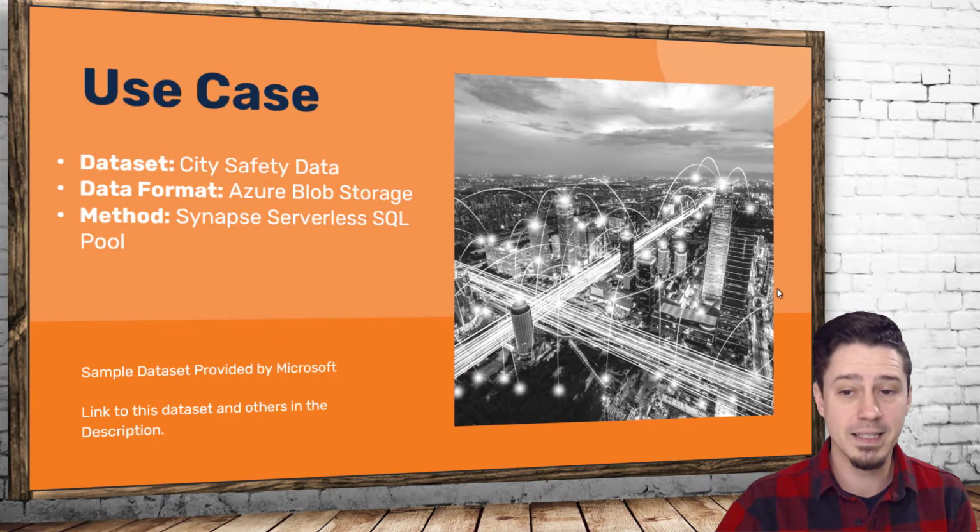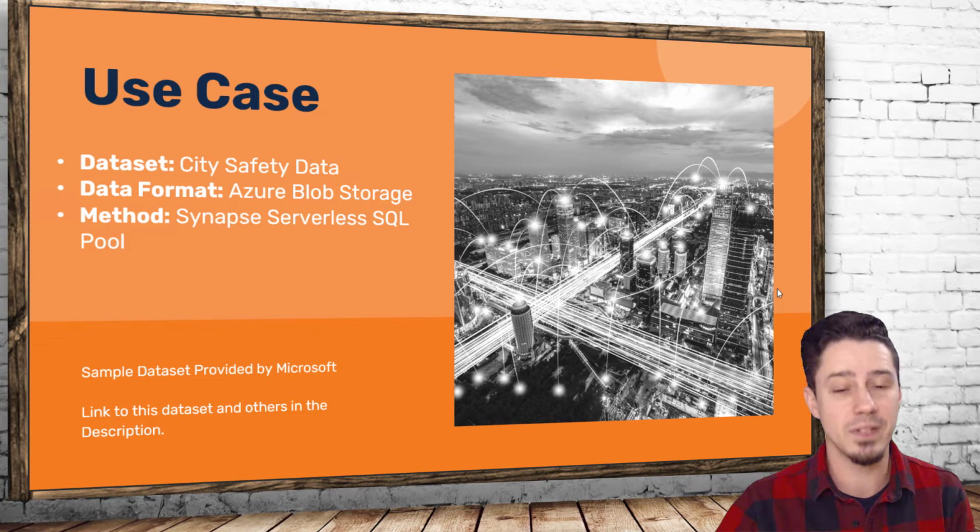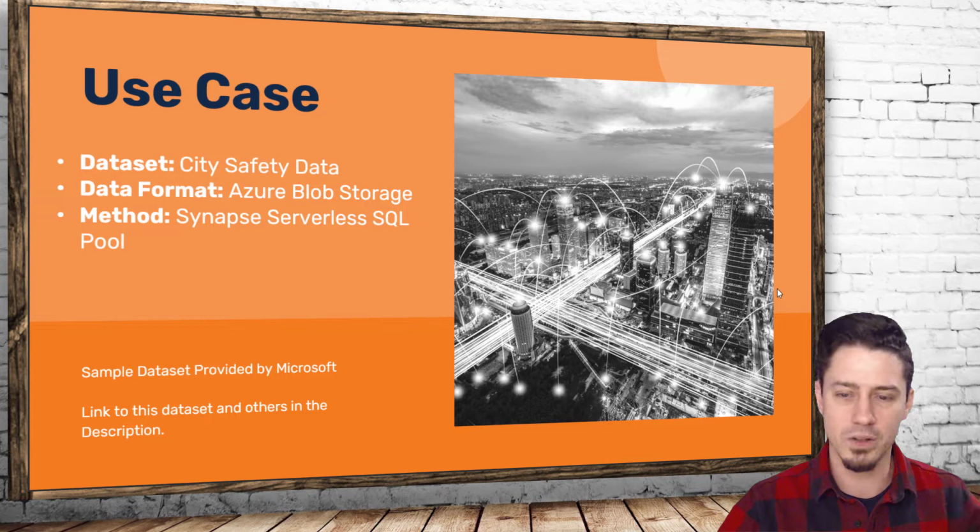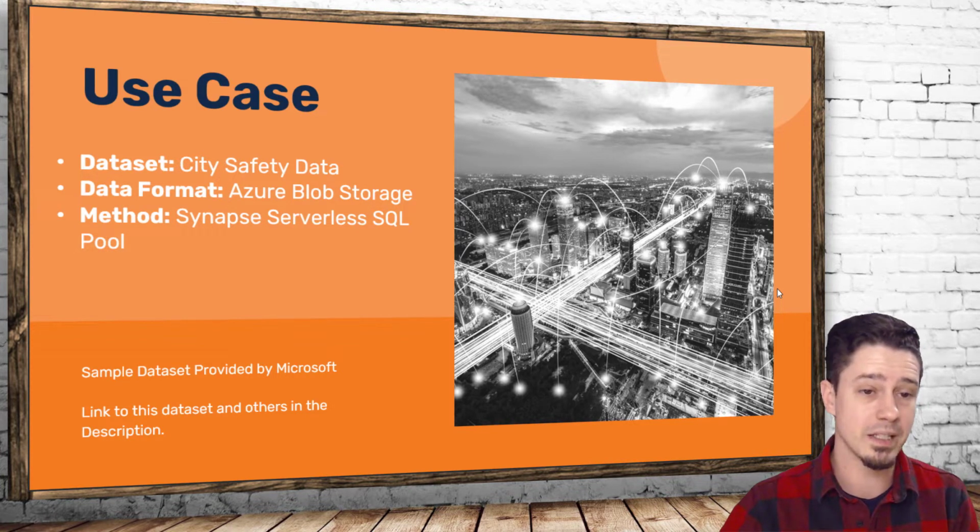The data set that we're going to be using is a data set that's provided by Microsoft. It's available in Azure. It's CitySafety data from across many different cities in America. It goes over like 911 calls and different calls like that. And it's a fairly large data set. I think it's over 50 million rows.